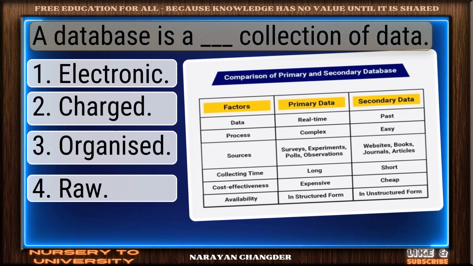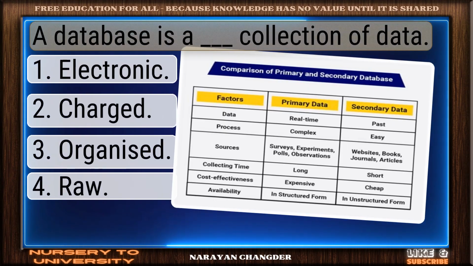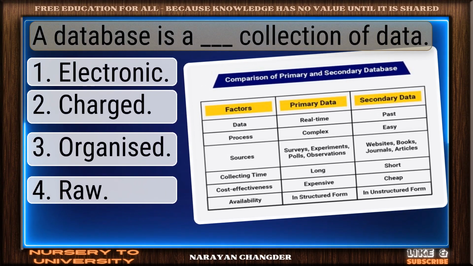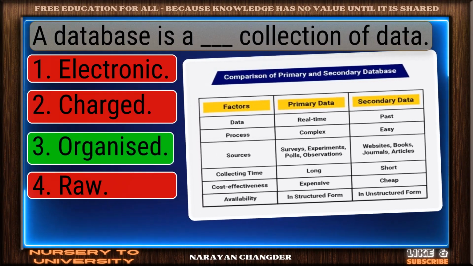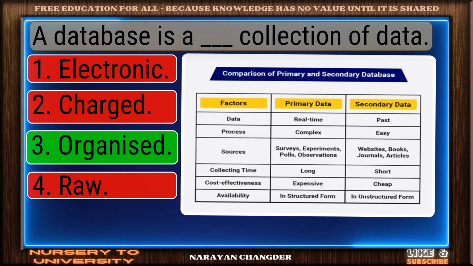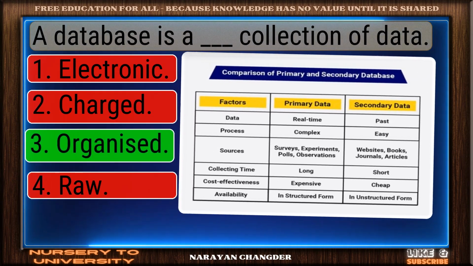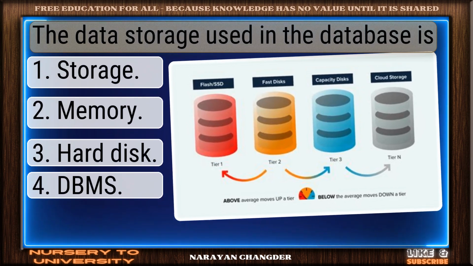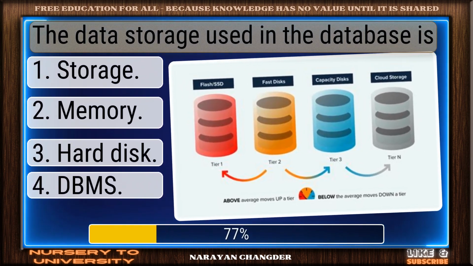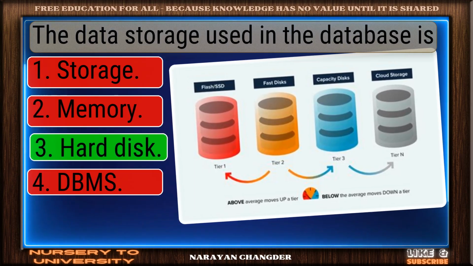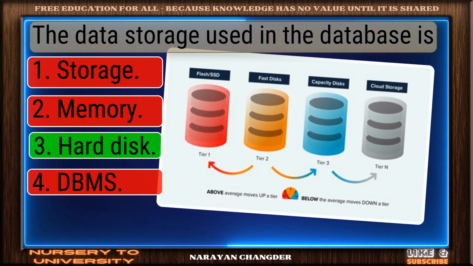Question number 34. A database is a dash collection of data. Well picked. Organized is the correct answer. Question number 35. The data storage used in the database is... Well reasoned. Hard disk is the correct choice.